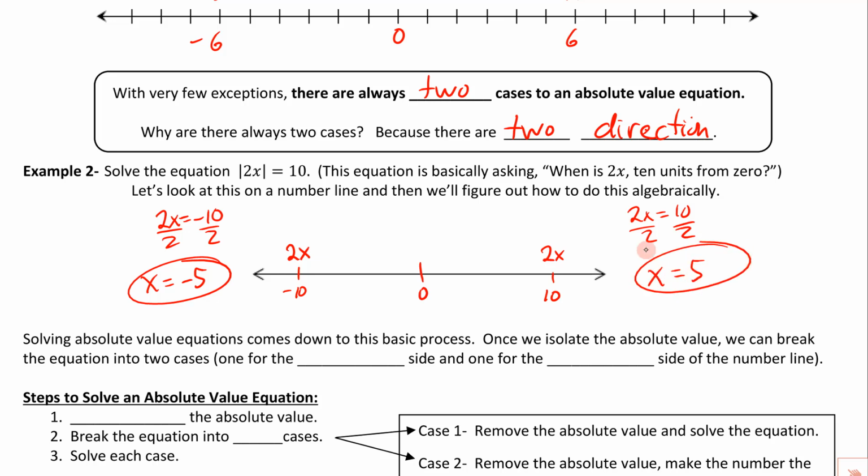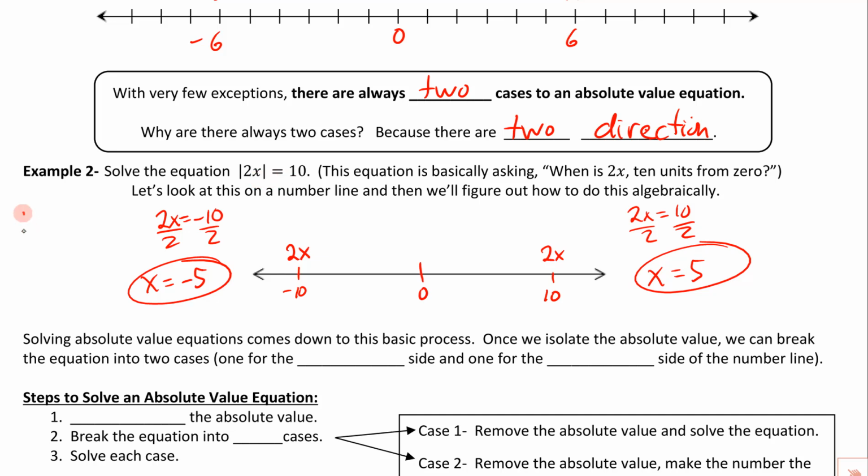So again, we've got two answers here, and here's why both of those make it true. If I were to plug in a negative 5, this is 2 times negative 5. That would be negative 10. The absolute value of negative 10 is 10. That makes that equation true. Same thing over here. If I were to plug in a 5, I get 2 times 5, that would be 10, and the absolute value of 10 is 10.